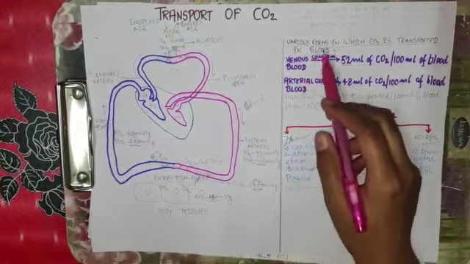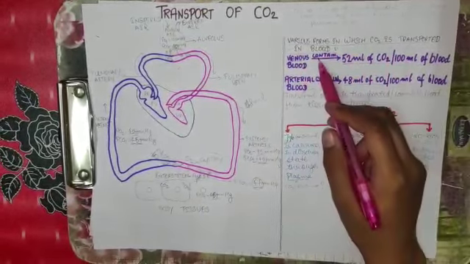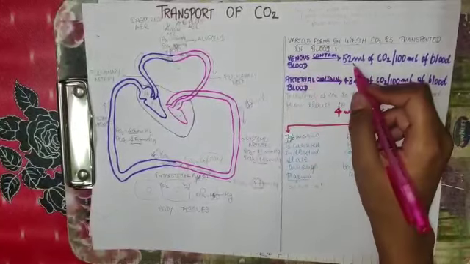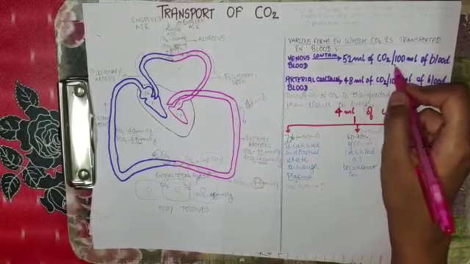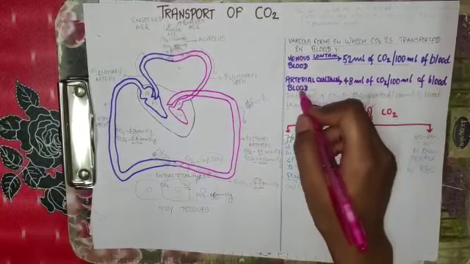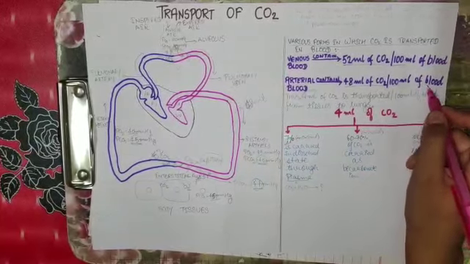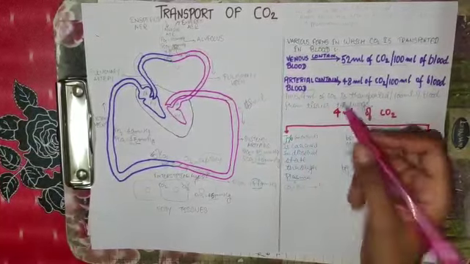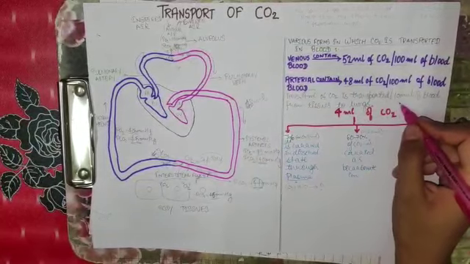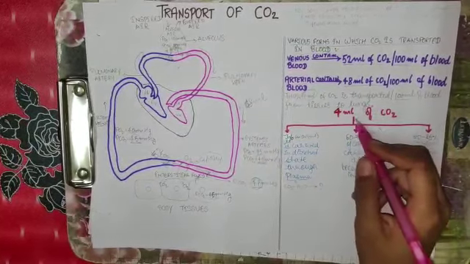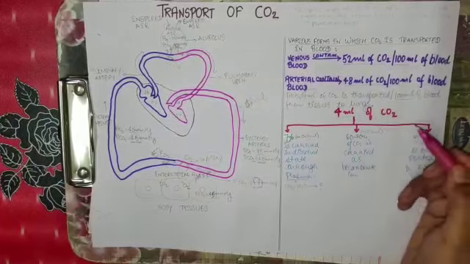Now I will explain the various forms in which CO2 is transported in blood. First of all, I would like to mention that venous blood contains approx 52 ml of CO2 per 100 ml of blood, and arterial blood contains approx 48 ml of CO2 per 100 ml of blood. So we can conclude that approx 4 ml of CO2 is transported per 100 ml of blood from tissues to lungs. So how is this 4 ml transported in various forms?